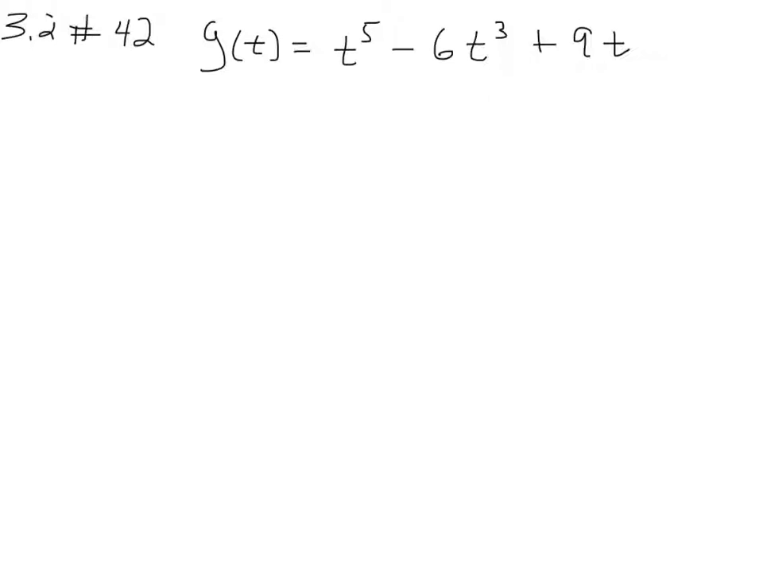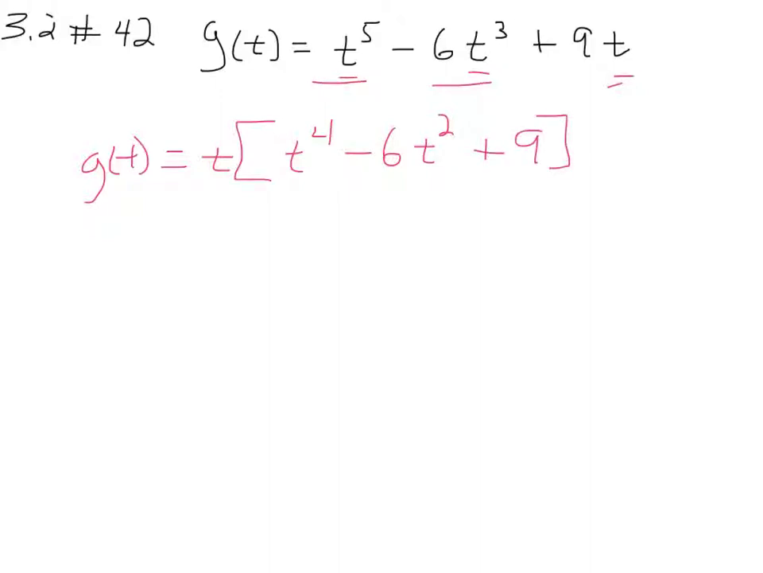So this is a fifth order polynomial, but there is a t in every term, so I can pull a t out of each one. If I pull a t out of the 9t, I'm left with a 9. If I pull it out of the 6t cubed, I'm left with 6t squared, and if I pull it out of the t to the fifth, I'm left with t to the fourth. So I can write this as t times (t to the fourth minus 6t squared plus 9).